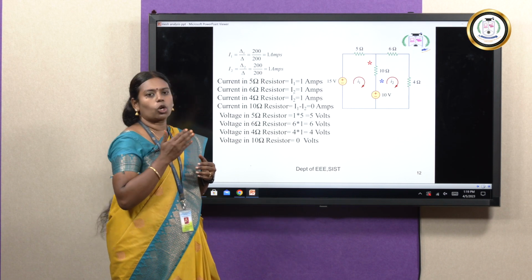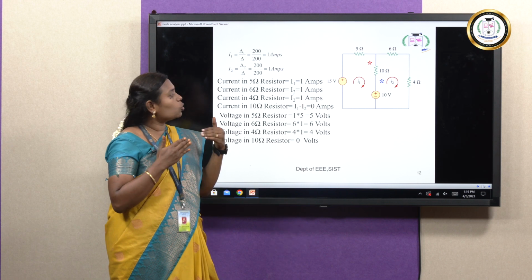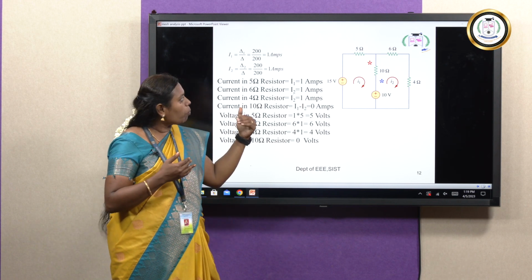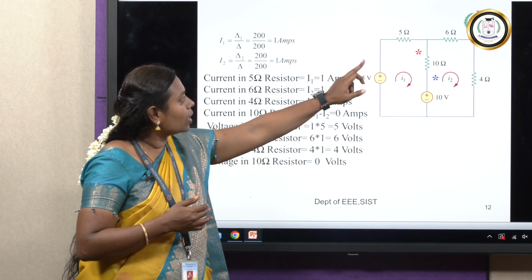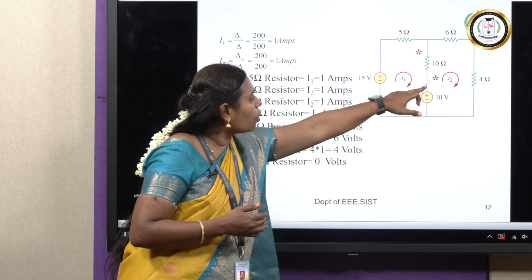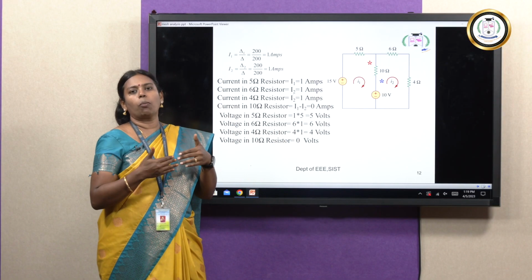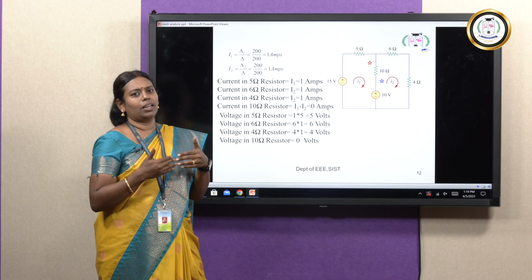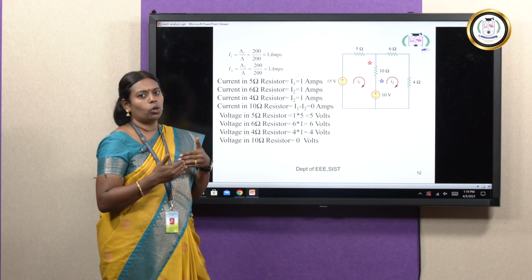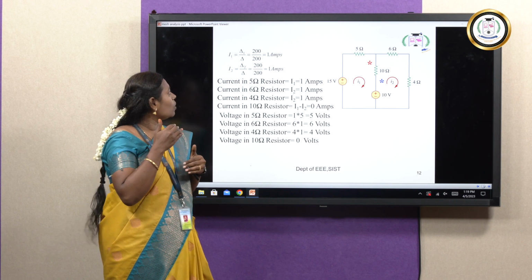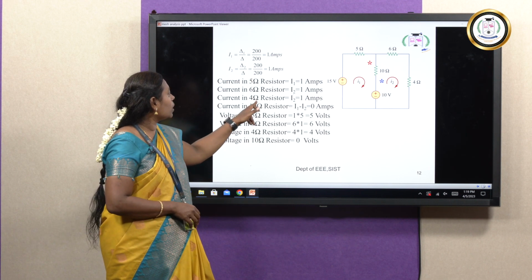The 10 ohm resistor is common between the two loops. So, two currents will be flowing in your 10 ohm resistor. I1 current is flowing at the top point, indicated in red color. I2 current is entering at the bottom point, indicated in blue color. Both the currents are flowing in opposite directions, so you have to use a negative sign: I1 minus I2. So, 1 minus 1, 0 amps. These are the currents in the various branches of the resistors.